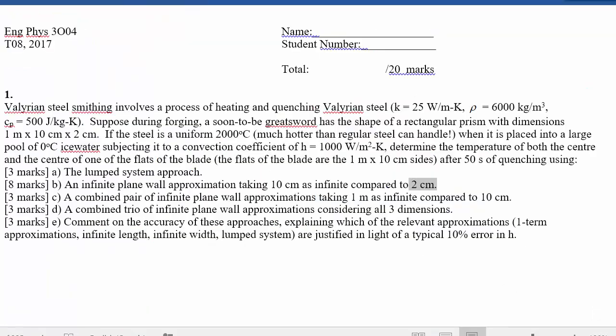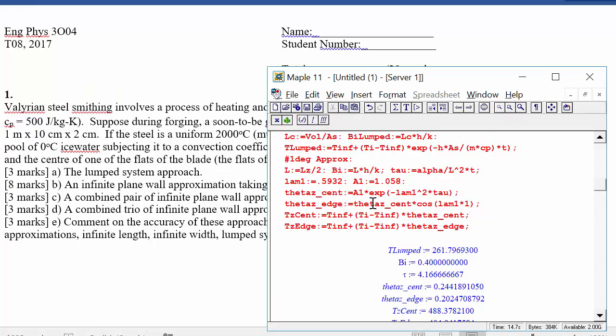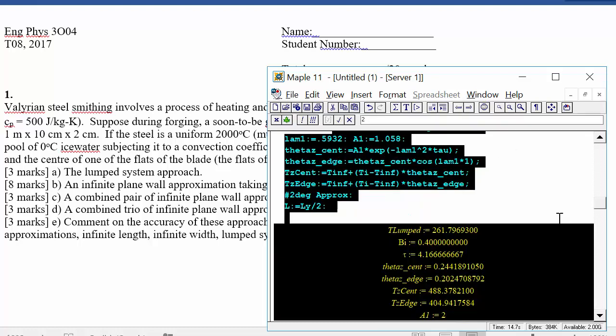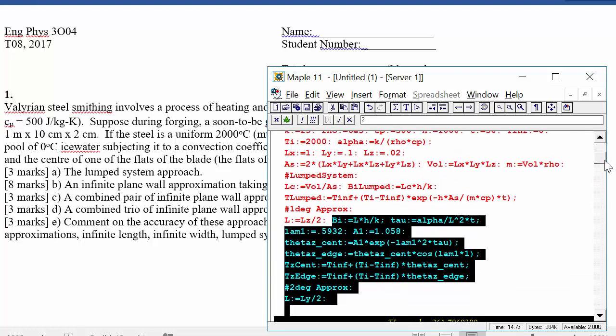Okay. So the next part asks us to use a combined pair of infinite plane wall approximations, and this would be using also the 10 centimeter width part. So from the center to the edge would be 5, and we're going to find an approximate temperature for that. Let's call that the y coordinate. Maybe we'll say 2 approximation, and now the L would be Ly over 2. Then we'll have some similar calculations as before.